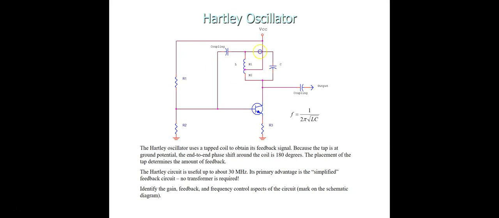Because of this center tap on the L1, there is actually a 180-degree phase shift across its ends. You see here the bottom terminal of this L1 receives the amplifier output from the collector, and the top terminal of this L basically provides the 180-degree phase shifted signal for the feedback, going through here.